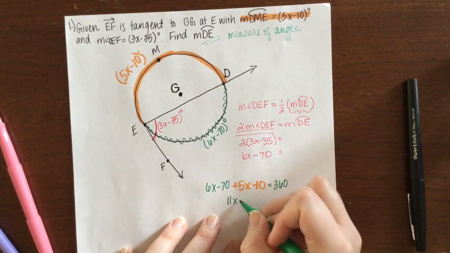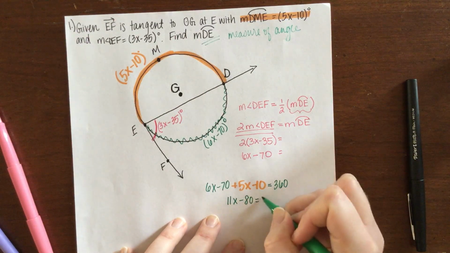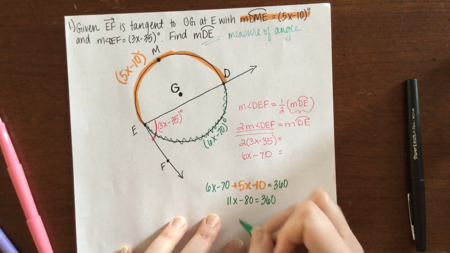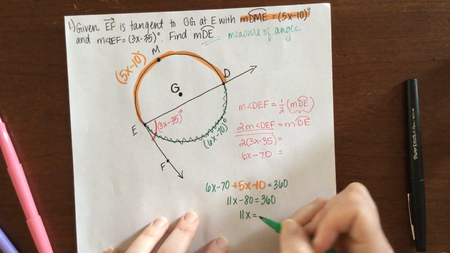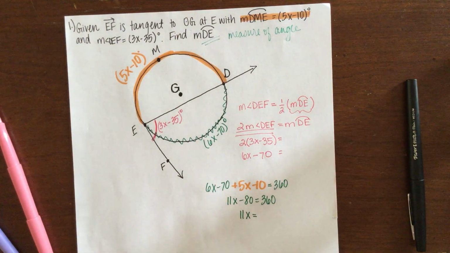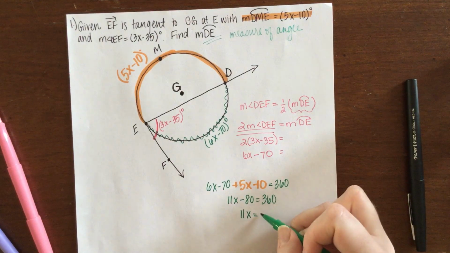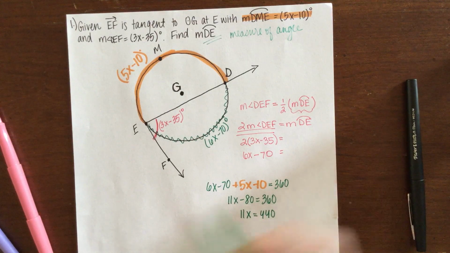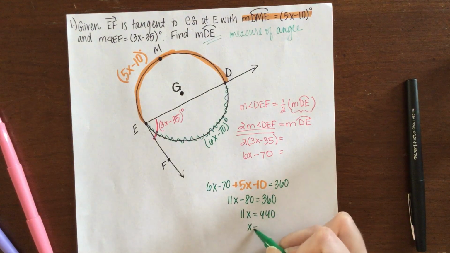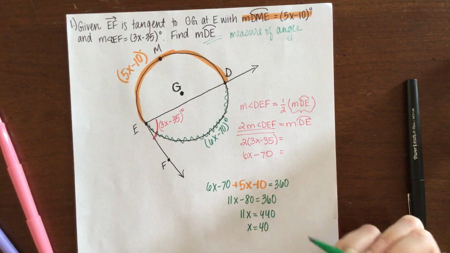So when I combine my like terms, I want to get rid of the 80. Oh, add 80 to both sides, my apologies. I get 11x equals 440. Divide by 11, and now I know x equals 40.